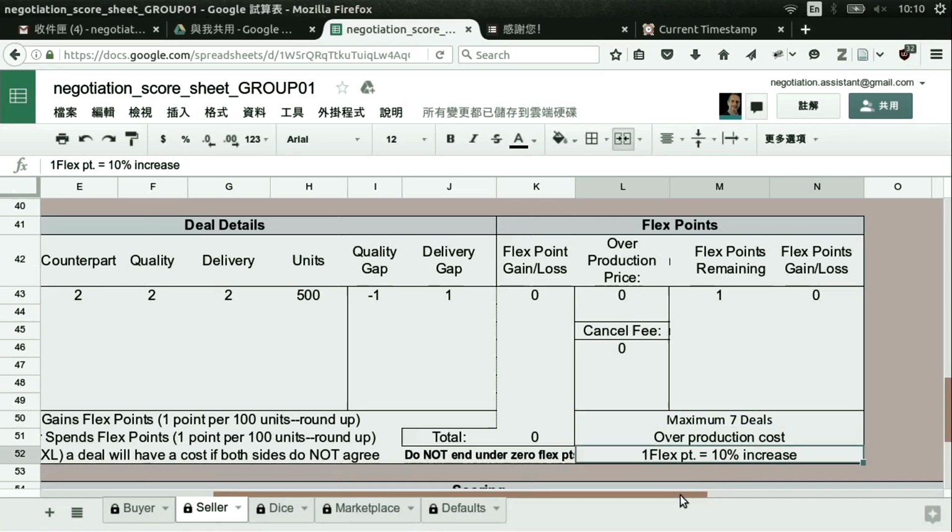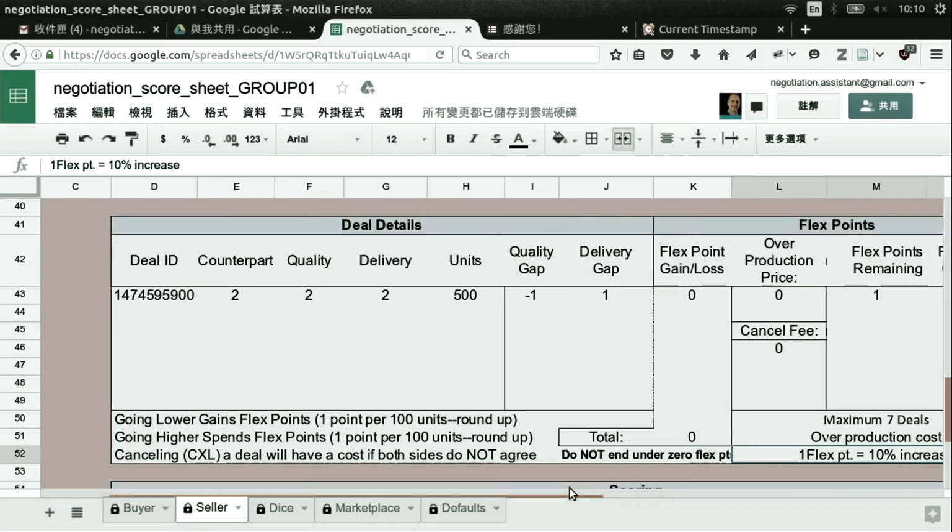Now, what does the 10% mean? It means any number between 0 and 10%. So if you overproduce 11%, how much will that cost you? 2 flex points, because you've gone over 20% basically. They come in these big chunks. So flex points are kind of set, and you need to pay attention to that.